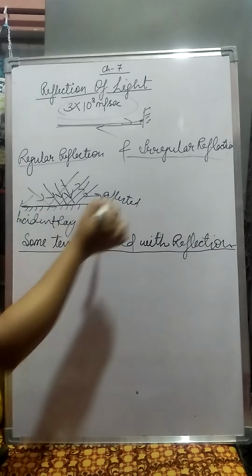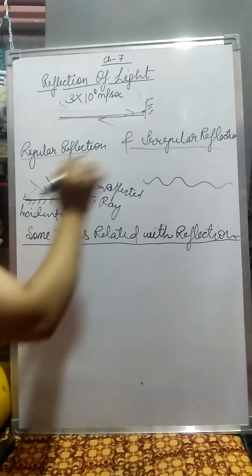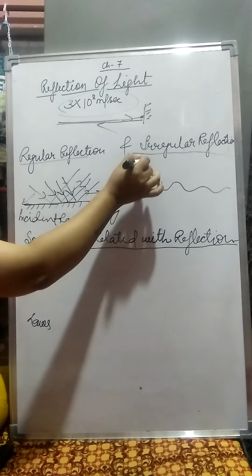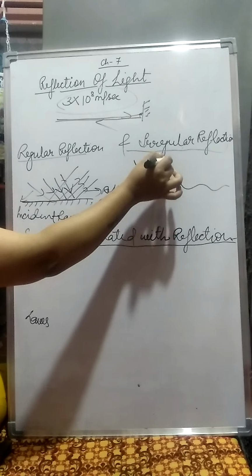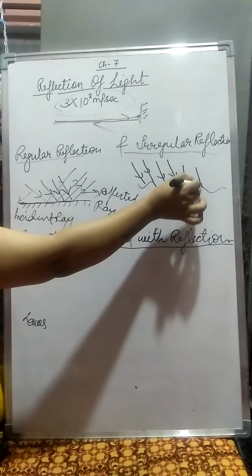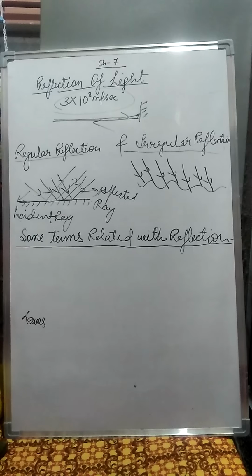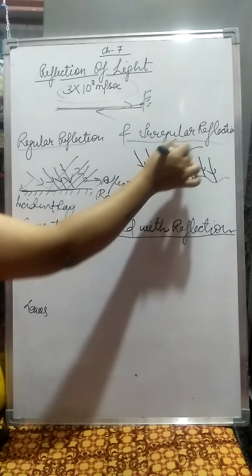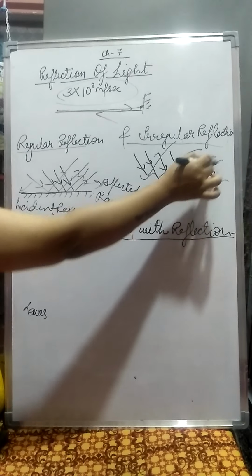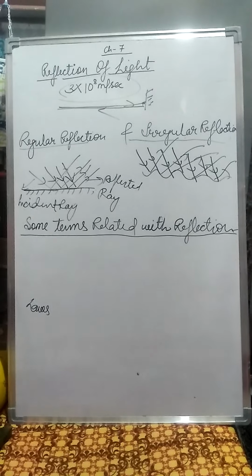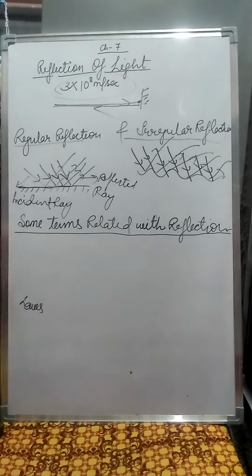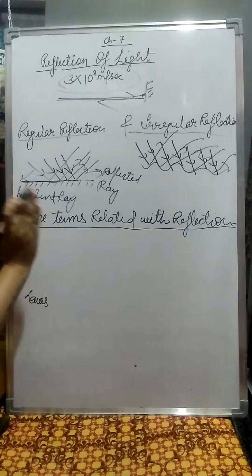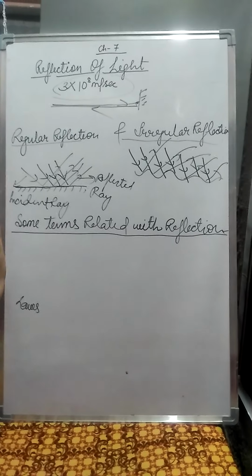Next, we have the irregular reflection. In irregular reflection, it takes place from an uneven or projected surface. When the parallel beam of light rays falls on these projections, because of the different angles, the reflected rays are not parallel with each other. They are diffused. These are also called diffused reflection. Since the reflected rays are not parallel, this is called irregular reflection. Irregular reflection takes place from an uneven or irregular surface.